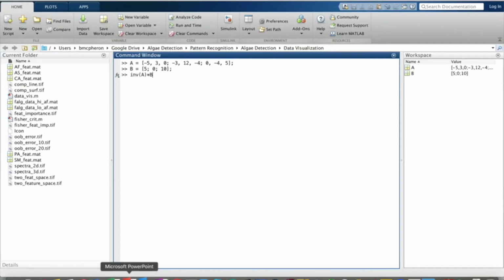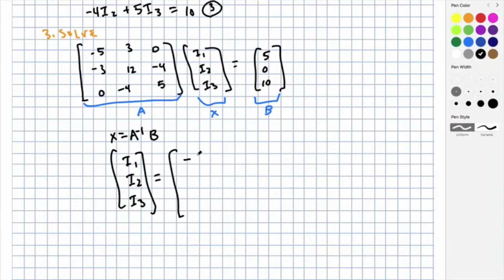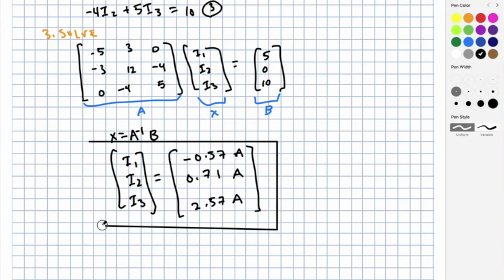Plugging this into MATLAB, we're going to get that I1 is negative 0.57 amps, I2 is 0.71 amps, and I3 is 2.57 amps. Again, you can get any other value you want, including power or voltages in the circuit now that you have these current values.